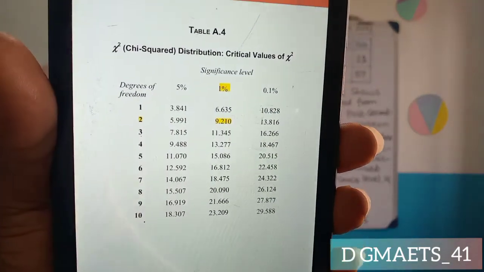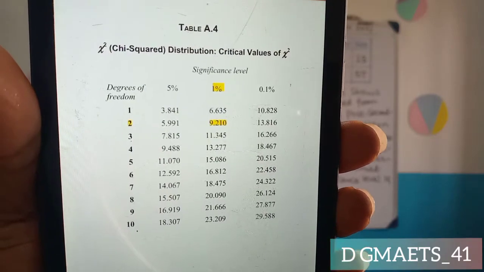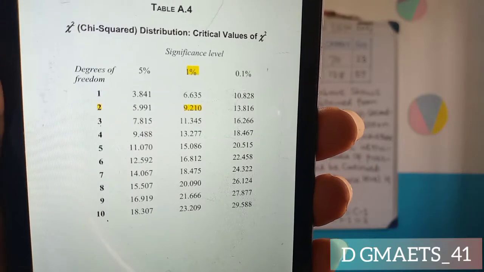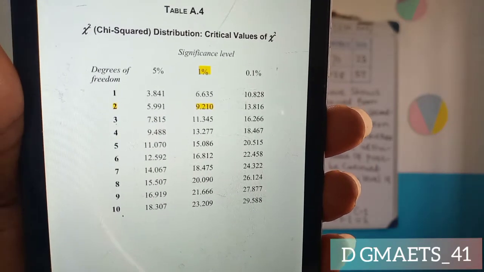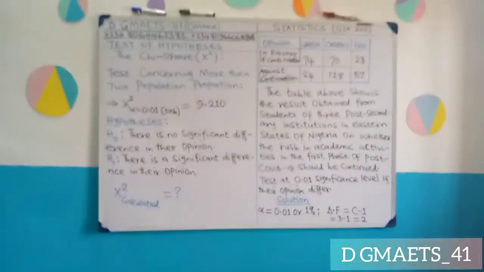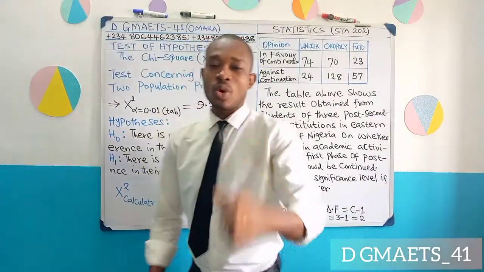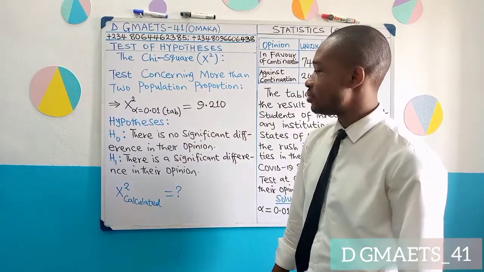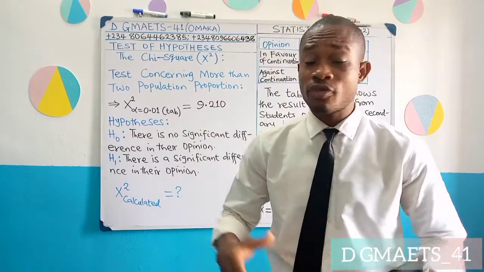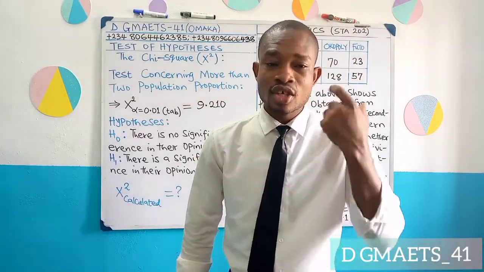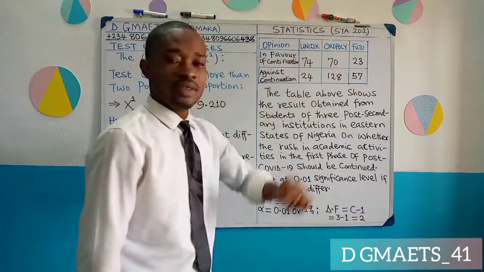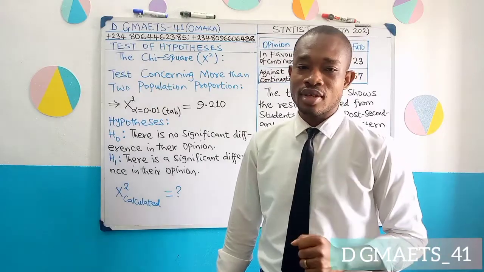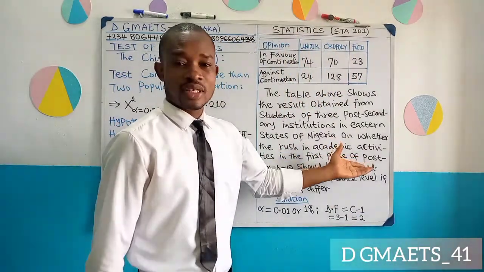So you see the calculated chi-square from our table here is 9.21, subject to a significance level of 0.01 and degree of freedom 2. That is, of course, how I obtained the chi-square tabulated to be 9.210. Now, let us go for our hypothesis, because, of course, it is the hypothesis you're trying to test to know whether the opinion of these students differ or whether it is the same.